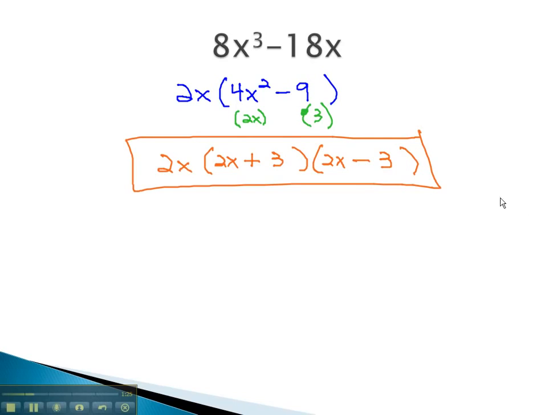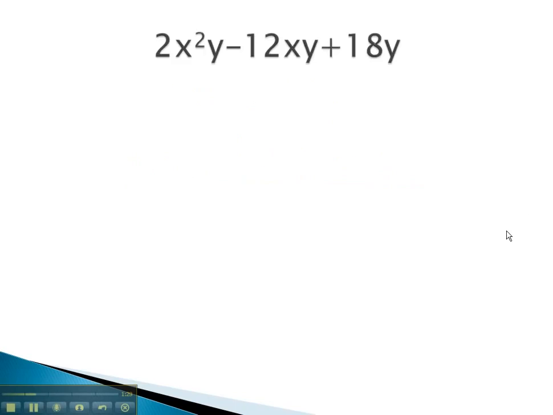Let's try another example where we have to look for the GCF first before we apply a different factoring method. In this problem, you notice we have a GCF of 2y. Factoring out the 2y leaves us with x squared minus 6x plus 9. We now have a trinomial inside the parentheses left to factor.